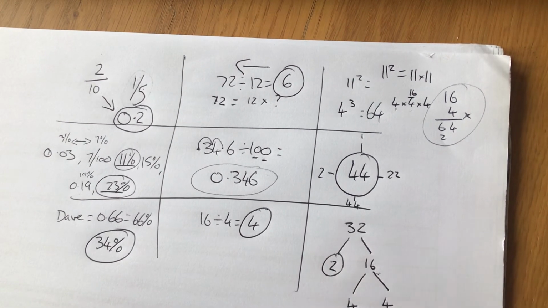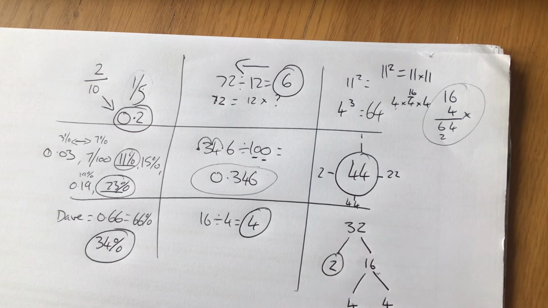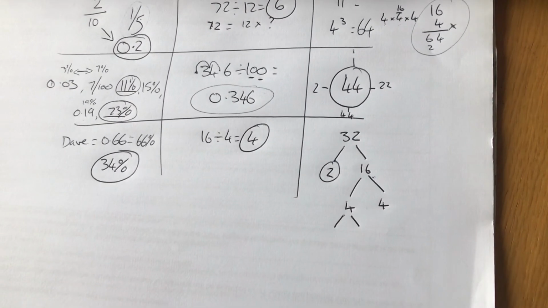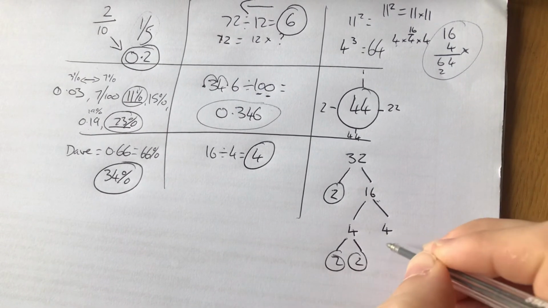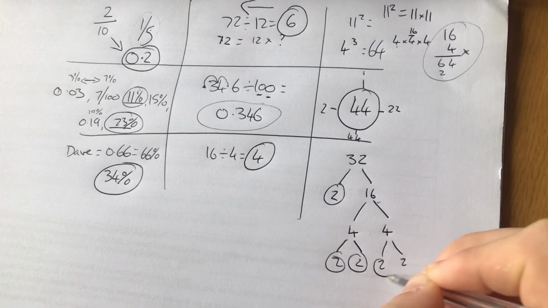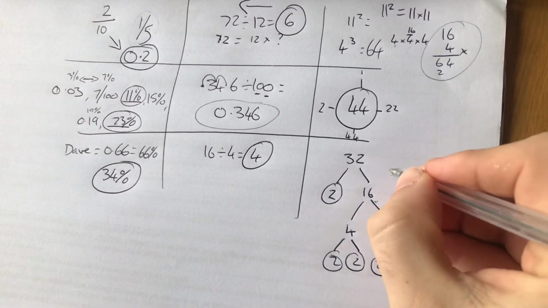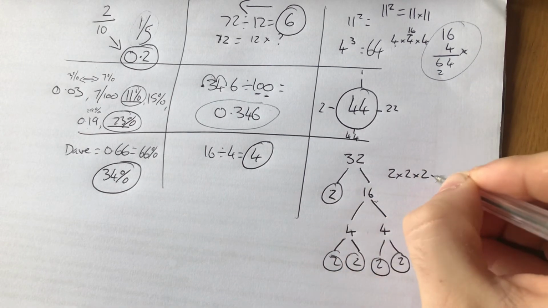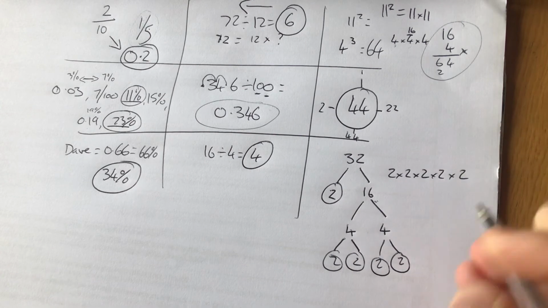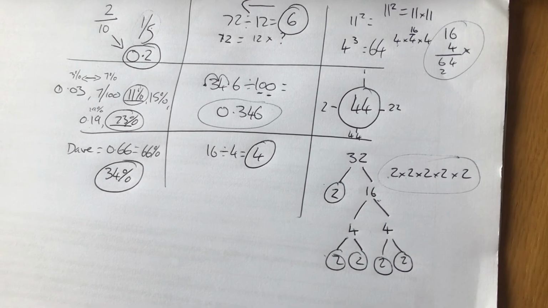So 4 times 4, are they prime? No, because 2 can make those, so what makes 4? 2 times 2, they're prime. What makes 4? 2 times 2. So the prime factors of 32 are 2 times 2 times 2 times 2 times 2. 1, 2, 3, 4, 5. There you go, there's your answer for that.